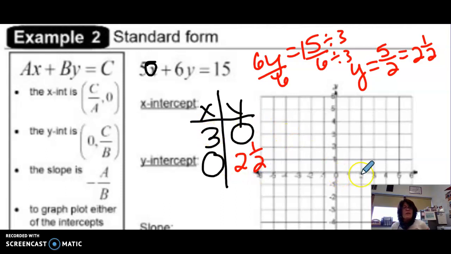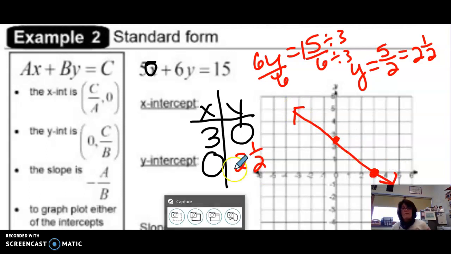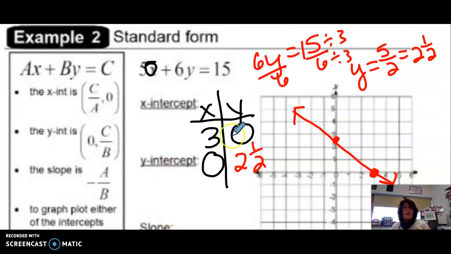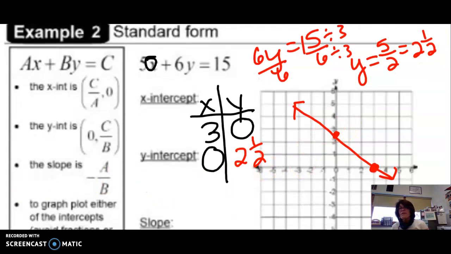So I know my x-intercept is (3, 0). I know my y-intercept is (0, 2.5). As soon as I have the x and y-intercept, I can go like so and graph, as soon as I have 2 points, I can graph it. Looks like I'm going to have a negative slope, doesn't it? Not sure what that slope is. There's a couple ways I can find out.